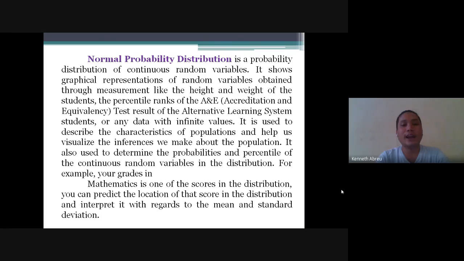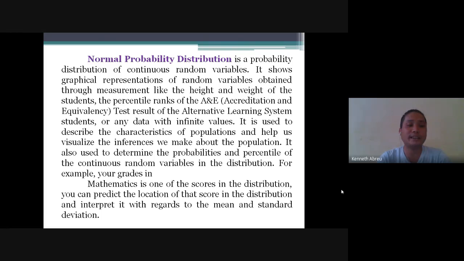The percentile ranks of the A&E or the Accreditation and Equivalency test result of the Alternative Learning System or ALS students or any data with infinite values. It is used to describe the characteristics of populations and help us visualize the inferences we make about the population. It is also used to determine the probabilities and percentile of the continuous random variables in the distribution.